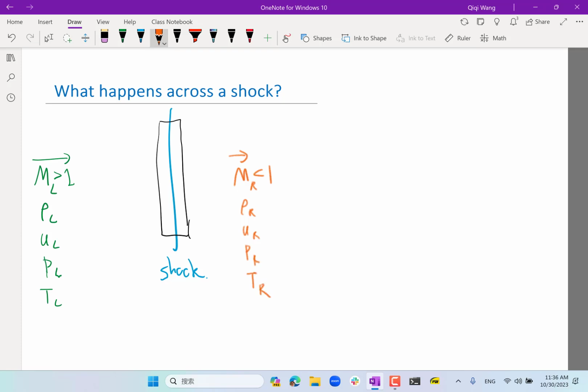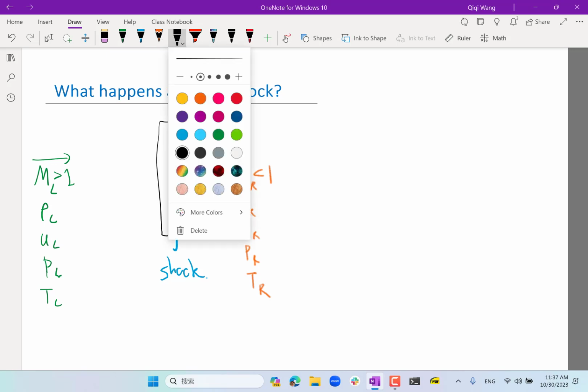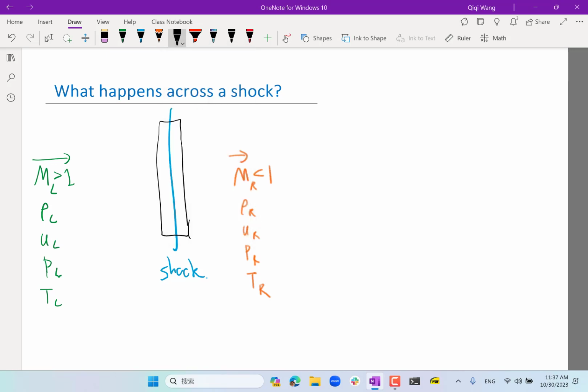Okay, so first let's think about conservation of mass. Conservation of mass means the density multiplied by velocity on the left has to equal the density multiplied by the velocity on the right, right? Because they are equal, we usually just represent it as m dot, which is the same on both sides. Good?